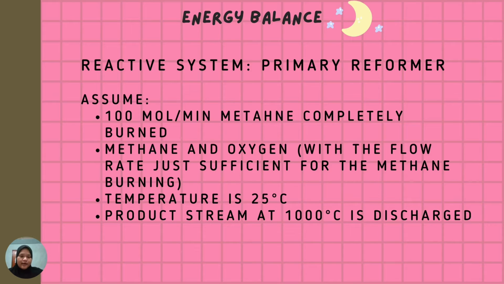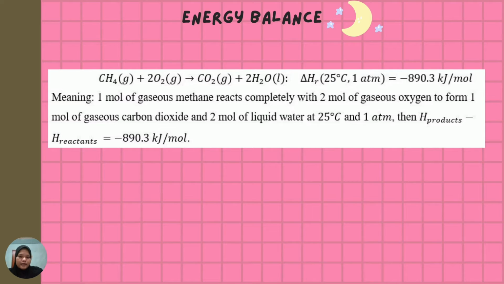So for the energy balance of the reactor system, which is the primary reformer, first I assume that the 100 mole per minute methane is completely burned, and the flow rate is just sufficient for the methane and oxygen. The temperature is 25 degrees Celsius, and the product stream at 100 degrees Celsius is discharged. So this is the chemical equation. Methane reacts with oxygen to produce carbon dioxide and water.